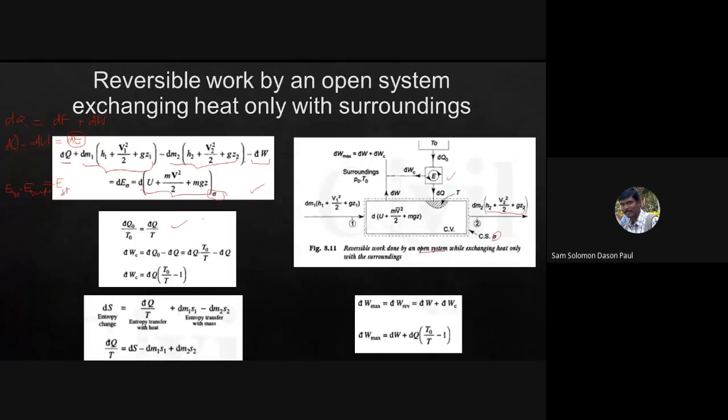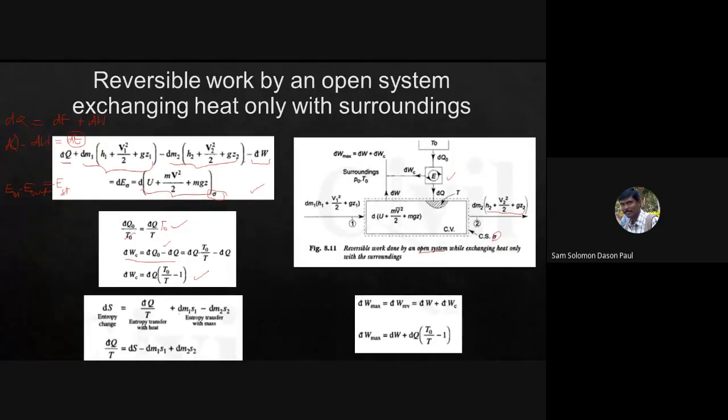Okay, and what is this dWc? It is nothing but heat supplied minus heat rejected. So dWc is dQ naught, the heat supplied, minus heat rejected, dQ. So dQ naught minus dQ. And from the previous equation, dQ naught can be written as dQ by T into T naught. I can take this T naught and put it over here. And I have replaced my dQ naught with dQ into T naught by T. And so your dWc is dQ into T naught by T minus 1.